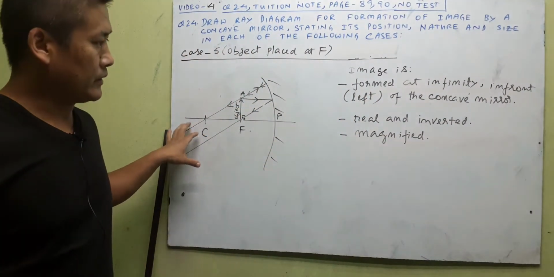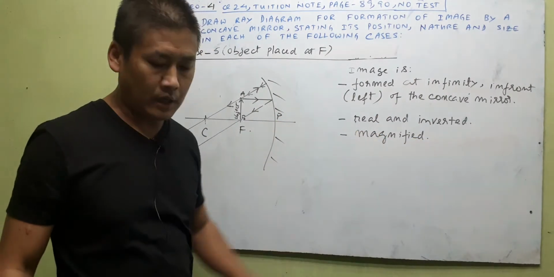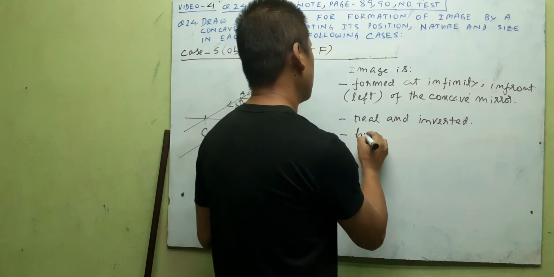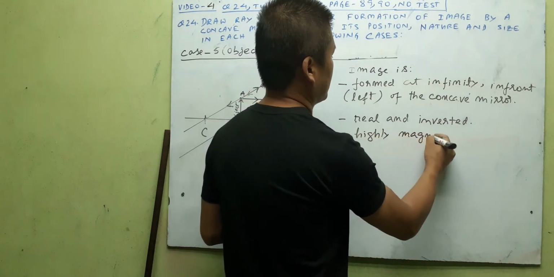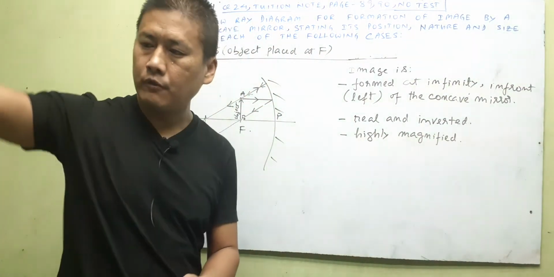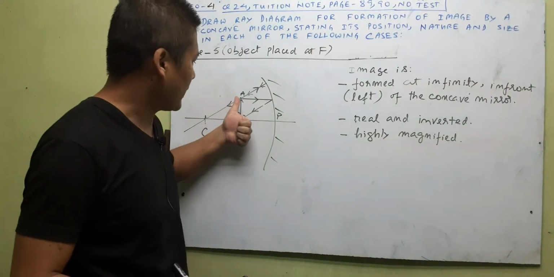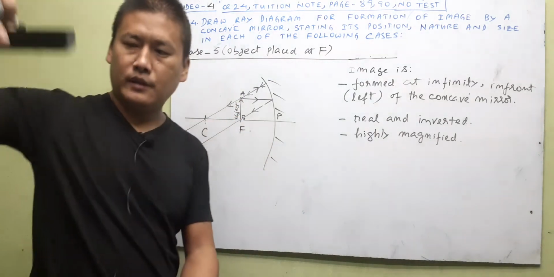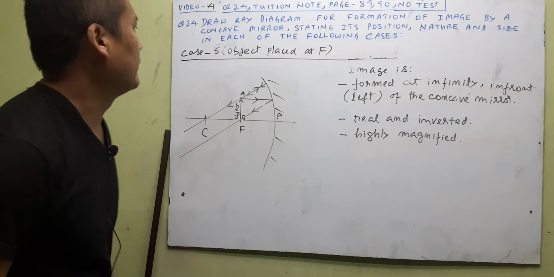And they will really meet at infinity, so it will be real and inverted. And the size of the image will be so huge that you will have to call it highly magnified. So if someone were to go to infinity and place a big white sheet of cloth, you'll see a huge image, right? Something like my thumb size or a small candle object, the candle will become so huge on the screen, okay? That's why it's called highly magnified.